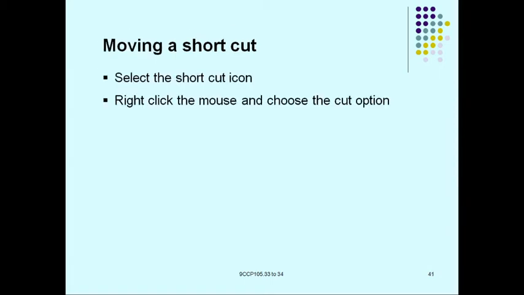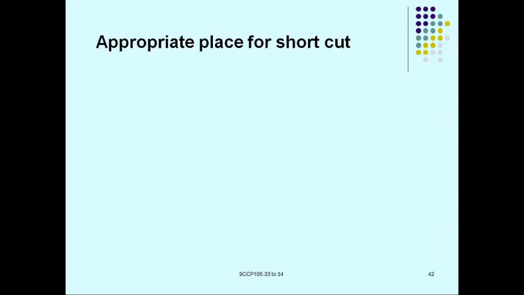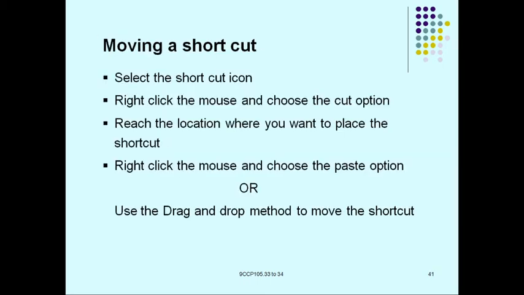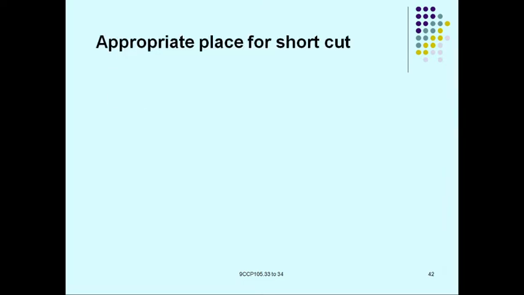Next, moving a shortcut. Moving a shortcut to the appropriate place where you want to move. Select the shortcut icon, right click the mouse and choose the cut option. Reach the location where you want to place the shortcut. Again, right click the mouse and choose the paste option, or use the drag and drop method to move the shortcut. This is how we can move the shortcuts.